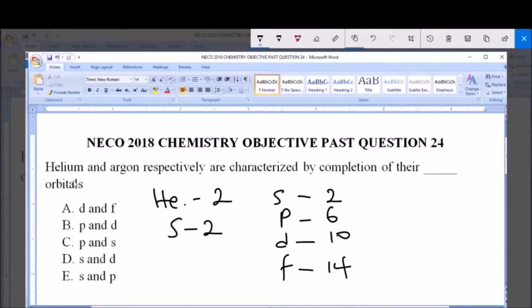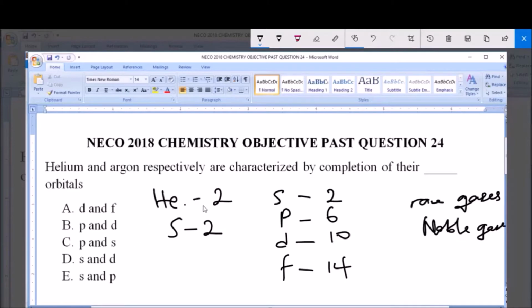And like you know, helium and argon are rare gases. We call them rare gases, or the noble gases. They belong to group 8 or group 0, and this is because of their complete octet structure. Because of their complete octet structure, they do not undergo any chemical reaction.